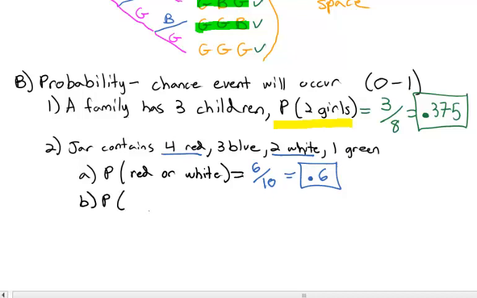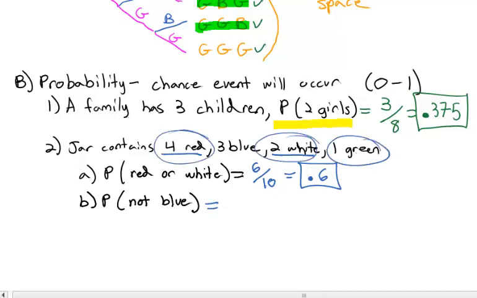How about this probability? What's the probability I draw a marble and do not get a blue? Well, how many non-blues are there? 4, 2, and 1. There are 7 non-blues out of the 10 marbles. So the probability I draw a non-blue is 0.7. That's basic probability. You've probably seen this before, no pun intended.